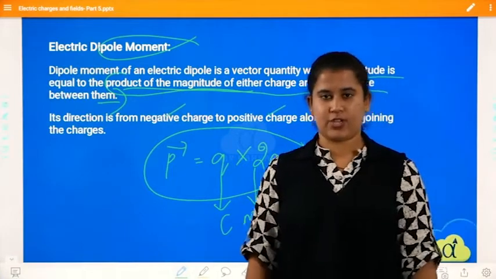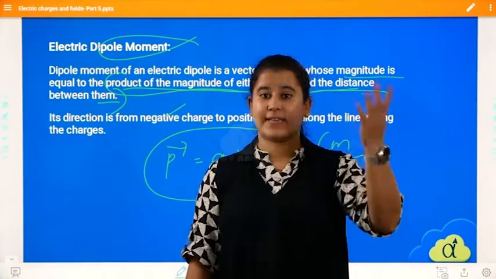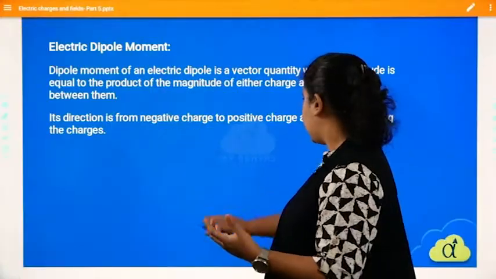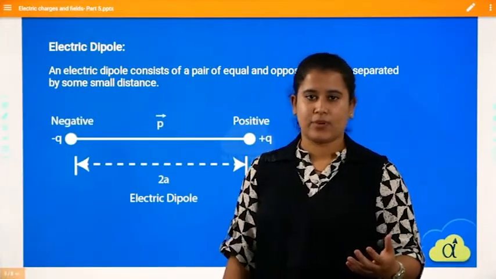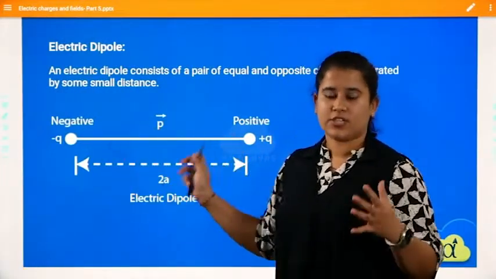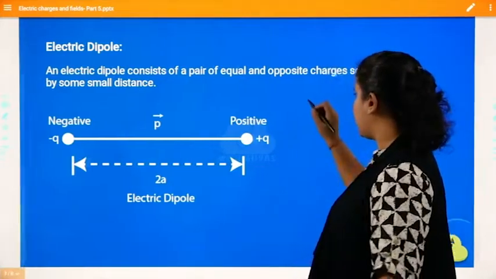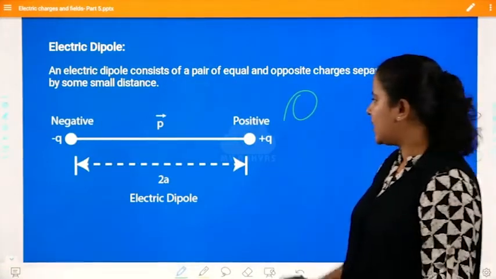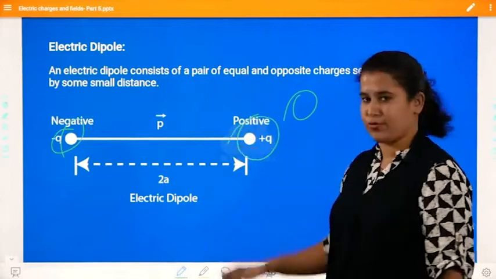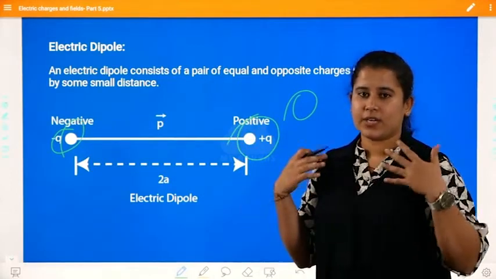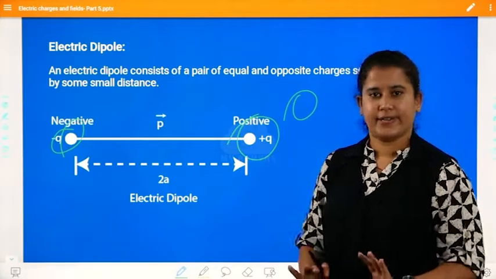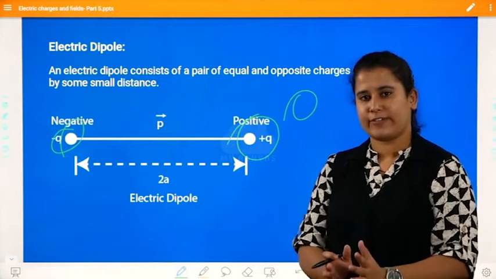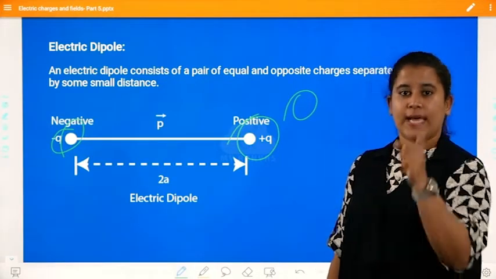And another thing you have to remember in electric dipole, not electric dipole moment, but electric dipole, is that the net charge in this dipole will be 0. Why will it be 0? Because the charges are of the same magnitude. So whatever charges are there, they are getting nullified. If they are getting nullified, then obviously the charge on that body, on that electric dipole, will be 0.